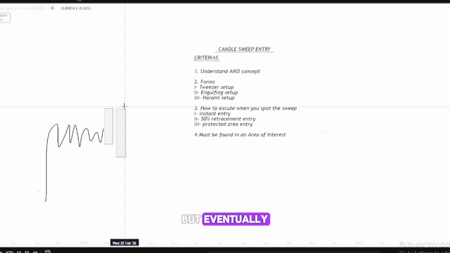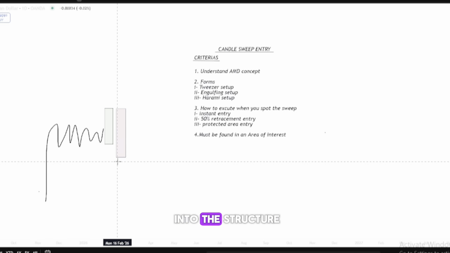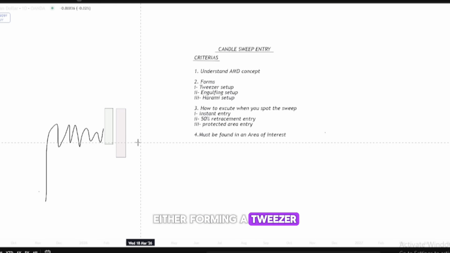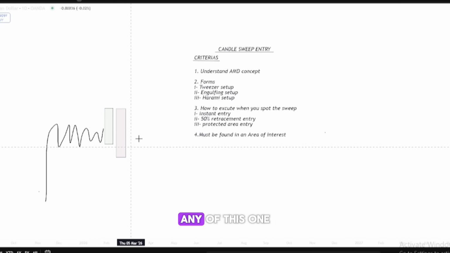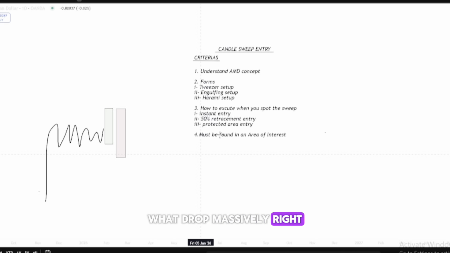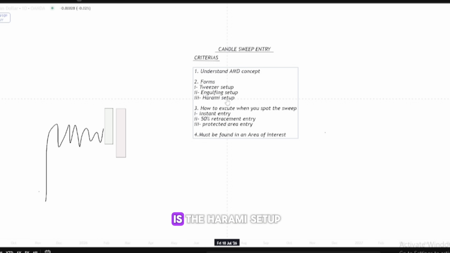But eventually you see that the market will drop back into the structure, either forming a tweezer or an engulfing. Either of the two will tell you that the market is about to drop massively, right? Or we can have the third one, which is the harami setup.